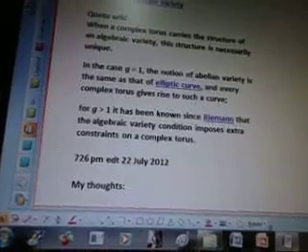Abelian variety. Quote from Wiki: when a complex torus carries the structure of an algebraic variety, this structure is necessarily unique. In the case g equals 1, the notion of Abelian variety is the same as that of elliptic curve, and every complex torus gives rise to such a curve. For g greater than 1, it has been known since Riemann that the algebraic variety condition imposes extra constraints on a complex torus.